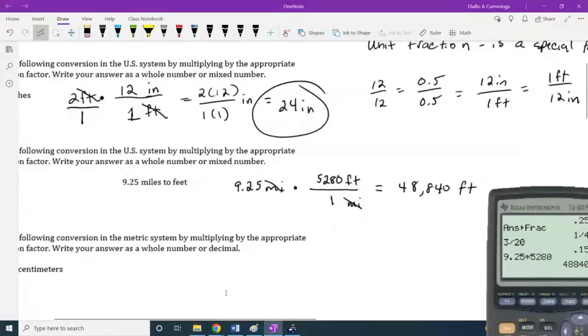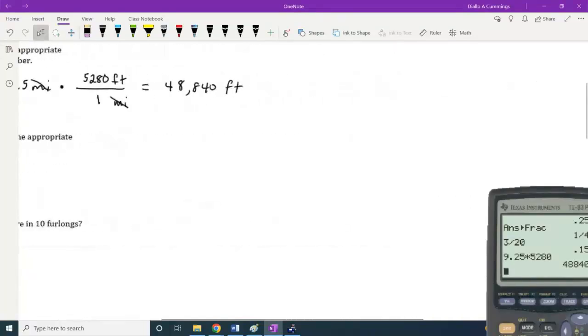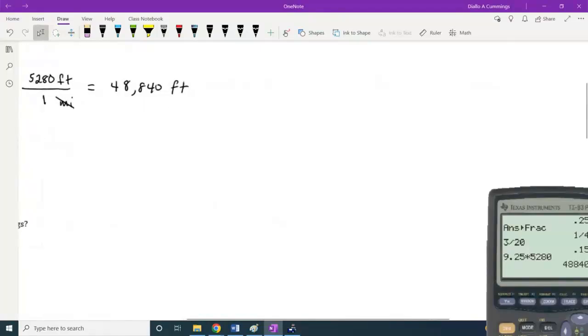All right, for the next problem, problem number 3, it says make the following conversion in the metric system by multiplying by the appropriate conversion factor. Write your answer as a whole number or decimal. Now, as far as the metric system is concerned, there is a conversion chart. Metric system conversion chart.